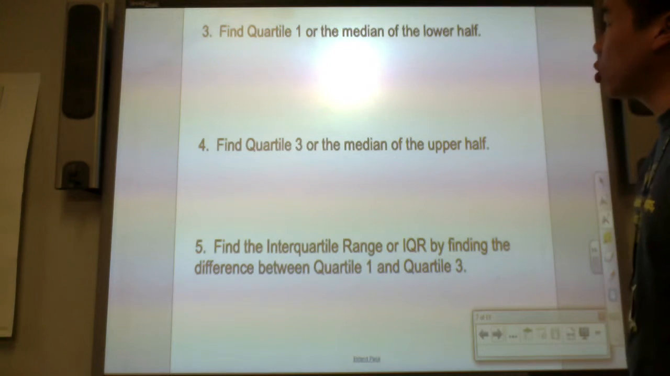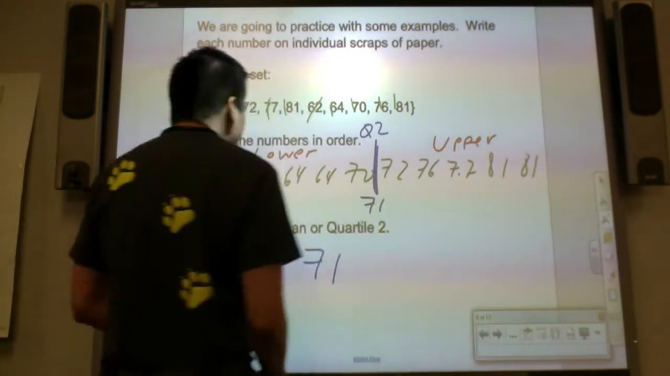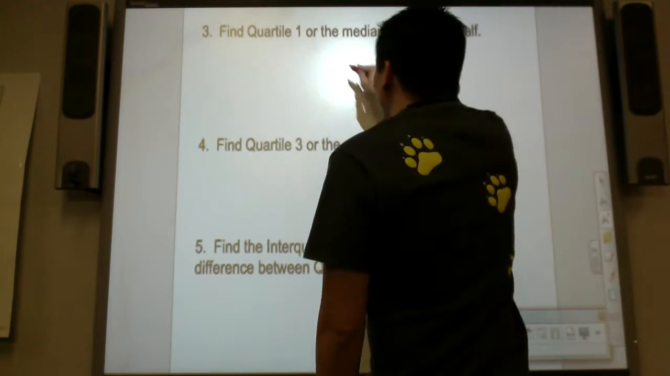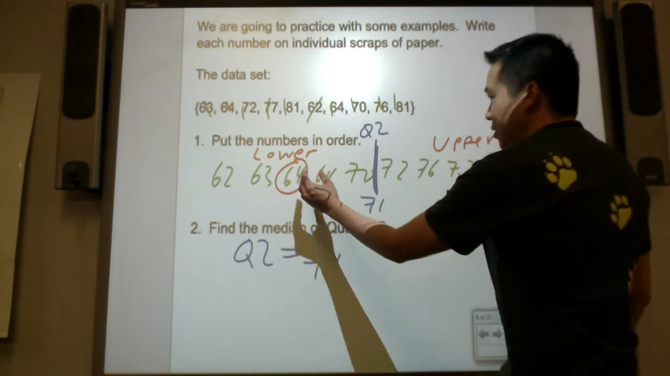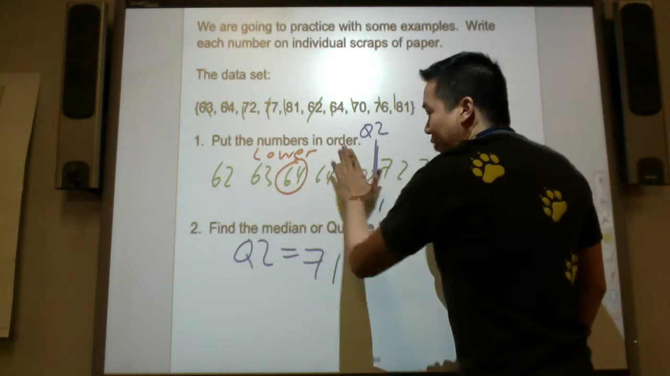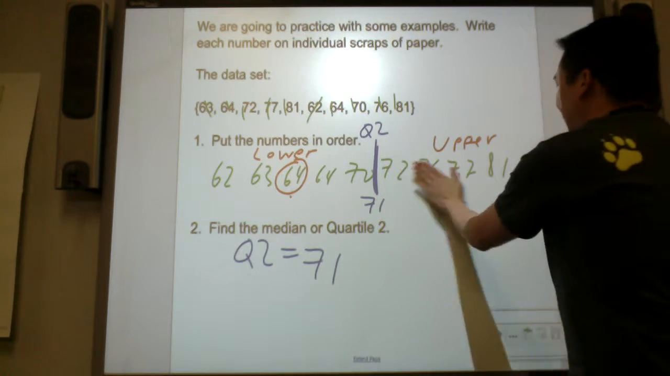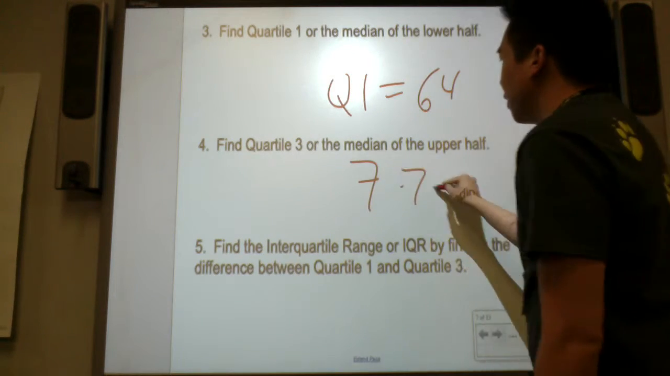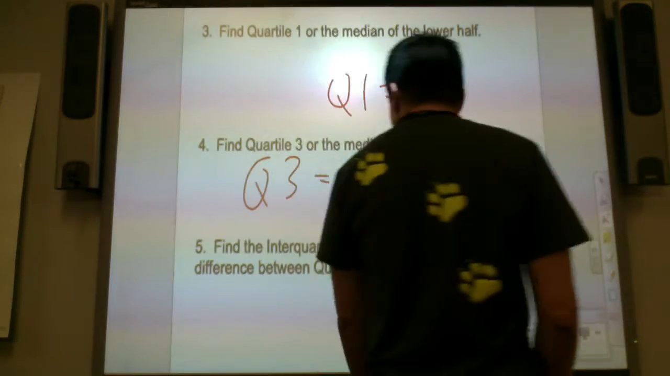So find quartile 1, or the median of the lower half. What's the halfway point of the lower half? It is 64. So quartile 1 is 64. Guys, this is the lower half. This is the median of it. So what is the median of the upper half? 77. So find quartile 3, or the median of the upper half, 77.